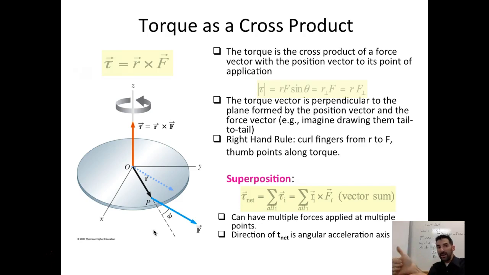And if I flip it back up, my thumbs up is pointing in the direction of the torque. So I know the torque is going perpendicular to this rotational axis. That's how we do it with this right-hand rule. And then notice, if I was doing RF sine theta, there is my angle.